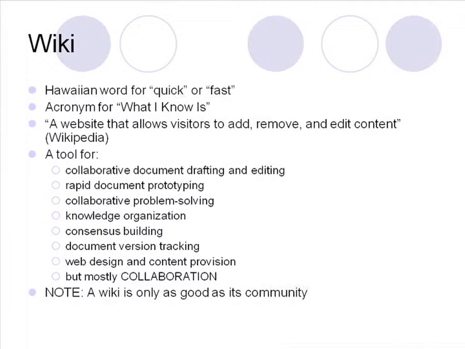Rapid document prototyping makes it very easy to track history of changes also. You can use it to explore problems, to organize knowledge. When you start out and you've got something and you want to talk about it, but you're not sure what the structure is, and it's many hands make light work, many heads in theory come out with good products. Consensus building, version tracking, basically collaboration, and any wiki is only going to be as good as its community.